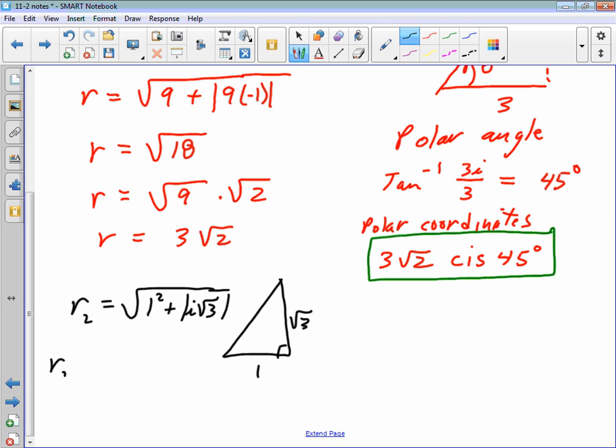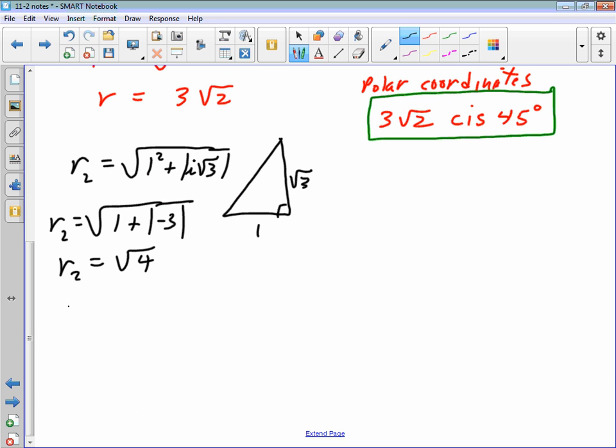So r sub 2 equals the square root of 1 plus 3. R sub 2 equals the square root of 4. R sub 2 equals 2. And so that distance is 2. Again, say to yourself, does that make sense? 1, 2, and the square root of 3. I know that triangle from geometry. I'm not going to tell you what it is, though, but you probably already guessed.